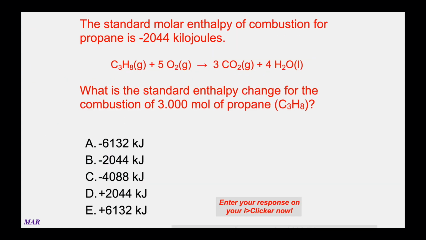Propane, which is used in a lot of barbecues and stuff, has a standard molar enthalpy of combustion, negative 2,044 kilojoules. So what that means is that if you burn, which is what that reaction is, it's a combustion reaction, if you burn 1 mole of propane, you're going to get negative 2,044 kilojoules out. And this question says, what's the standard enthalpy change for the combustion of 3 moles of propane? So instead of 1 mole of propane, you want to burn 3 moles of propane.